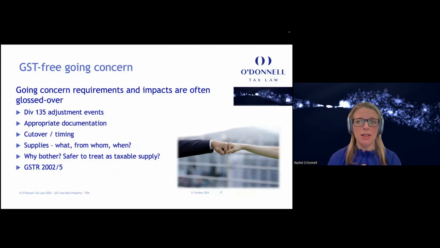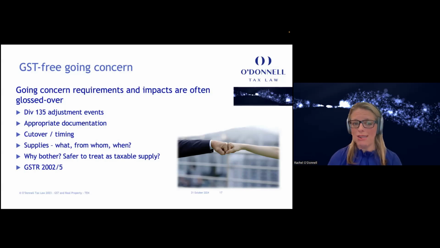If they wouldn't be able to claim an input tax credit, for example, if they have acquired a residential rental property, then they might have an increasing adjustment. And what that means is they have to give back some of the GST that otherwise would have been payable on the basis that they wouldn't have got an input tax credit for that. Make sure you keep appropriate documentation. I've mentioned the cutover and timing, so make sure that timing is satisfied.